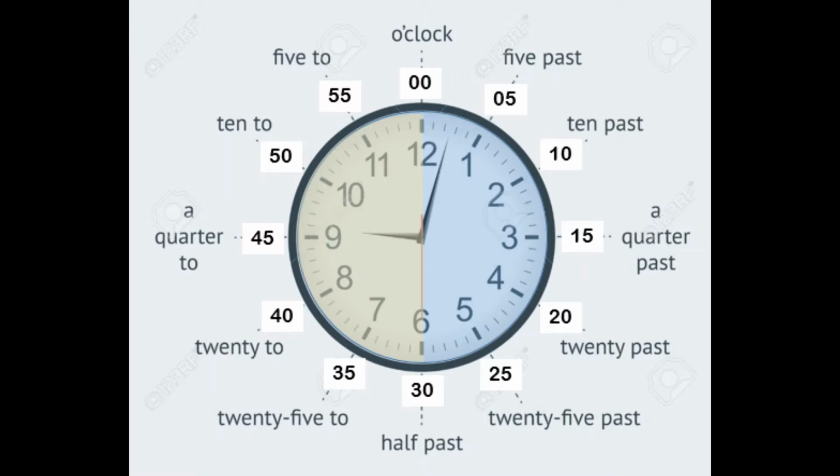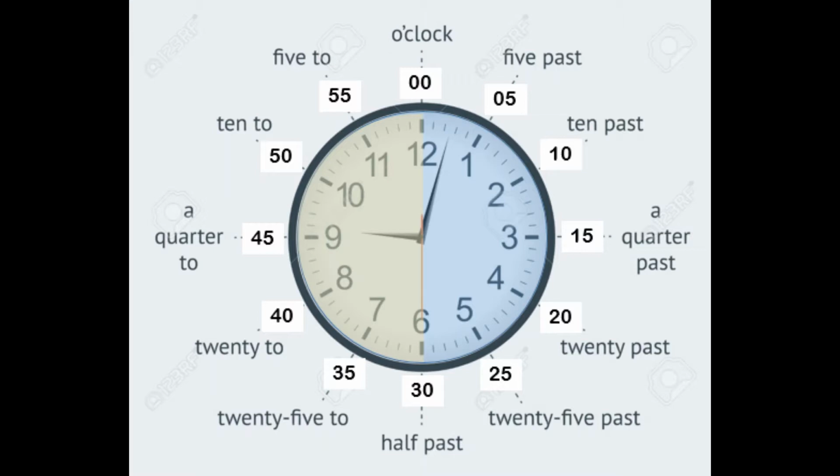What we're going to do first is play a game just to practice telling the time on the analogue clock with the words. So we have 5 past, 10 past, a quarter past, 20 past, 25 past, and half past, and then we start counting up. 25 to, 20 to, a quarter to, 10 to, 5 to, and then we get back to o'clock. So let's have a look at the game and we'll see how you get on.